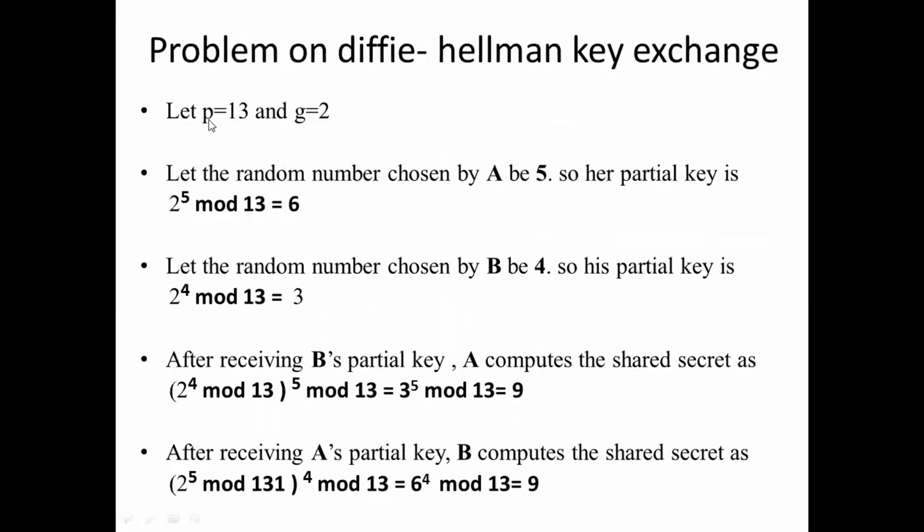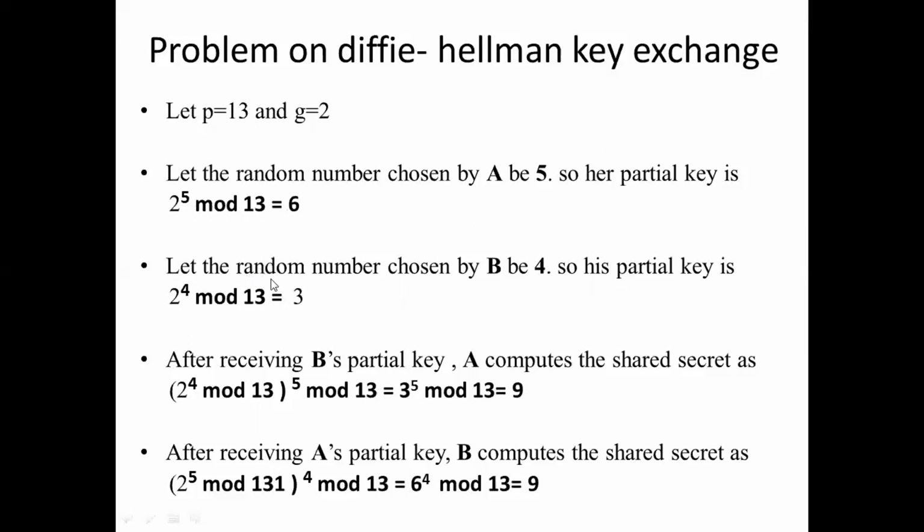See here, I have told already both A and B know the values of P and G. Let us take that P equals 13 and G equals 2. What is the first step? A has to choose a random number, right? A has chosen a random number that is nothing but 5. What is the condition? It should be greater than 1 and less than P minus 1. P minus 1 is nothing but 12, so it is less than 12. So you need to find out 2 to the power of 5 mod 13 equals 6.